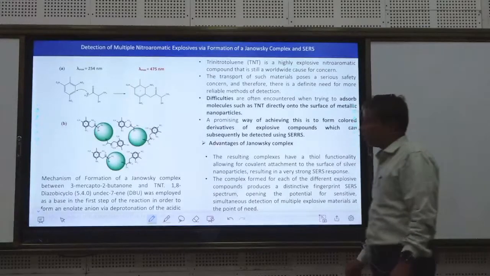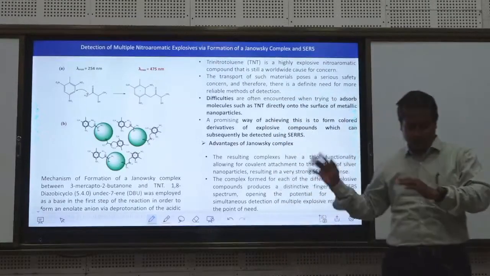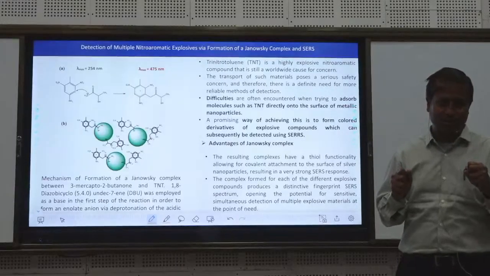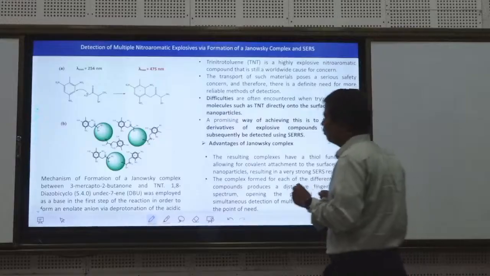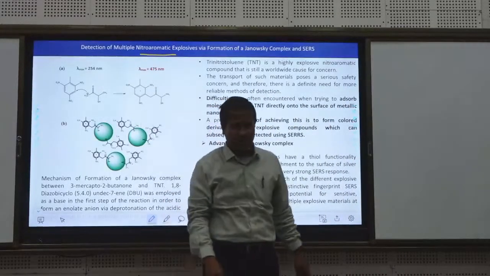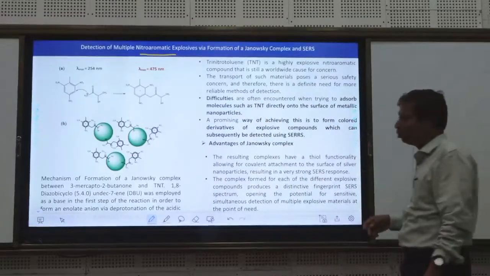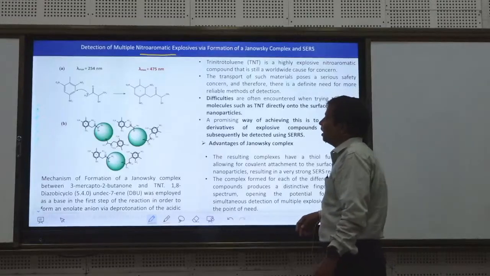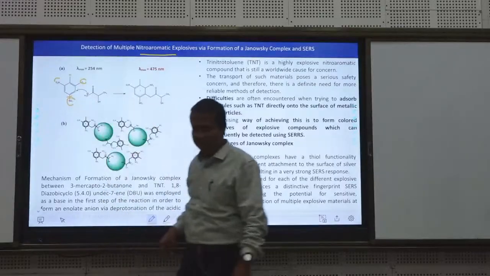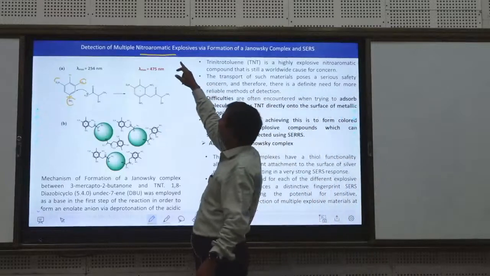This one is another interesting one. Why is it interesting? Because through this technique, you don't directly detect the explosive. What is written is detection of multiple nitroaromatics. You know, there are some nitroaromatics which are explosive. TNT is also one of the nitroaromatics. This is three nitro groups on a toluene. So this is TNT, which is explosive, and it is under nitroaromatics.